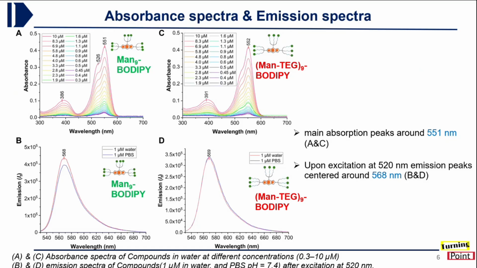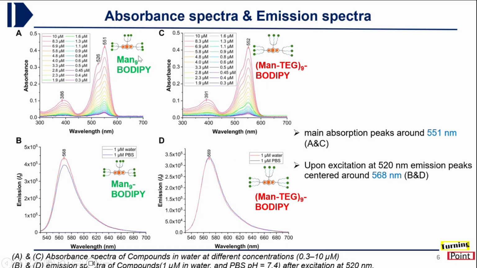So spectra A and C are the absorbance spectra of compounds in water at different concentrations, from 0.3 to 10 micromolar, which they studied. B and D are the emission spectra of the compounds, 1 micromolar in water and PBS at pH 7.4, with excitation at 520 nanometers.